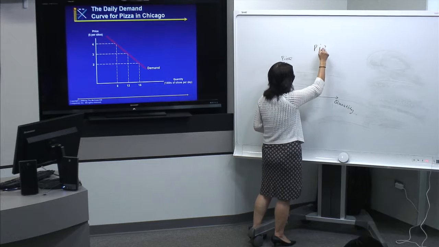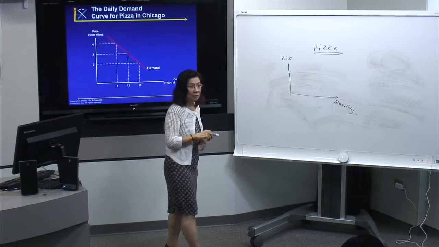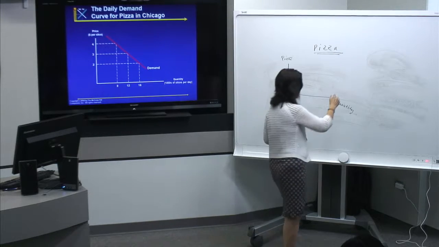What are we looking at? We're looking at pizzas, the market for pizza. And remember, a market consists of both buyers and sellers.